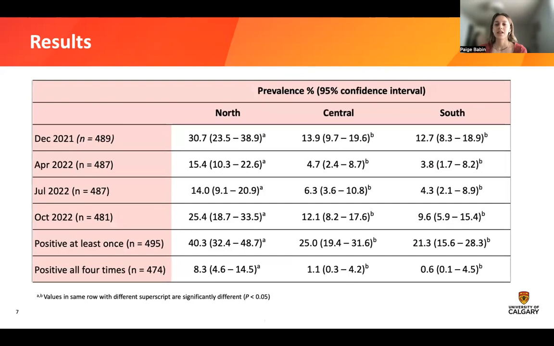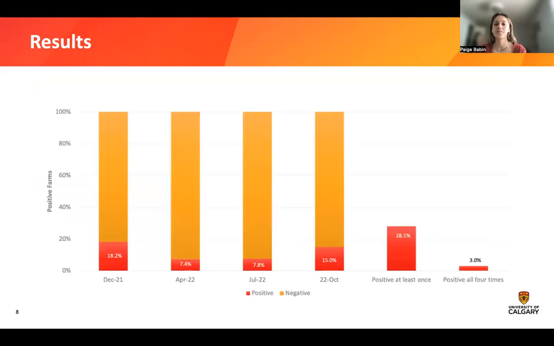From these results, there are a few trends to take note of. First, that the prevalence of positive samples at least one time point and all 4 times was significantly higher in the northern farms than the central and southern farms. Second, that the prevalence of positive samples in the winter sampling months of December and October was higher than the prevalence in the summer months of April and July. Current literature supports the idea that disease is harder to manage in the winter months.